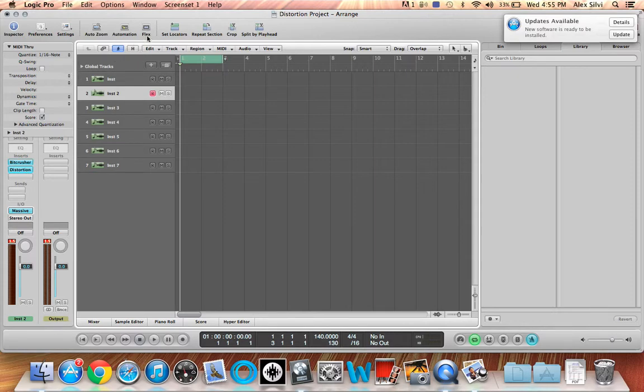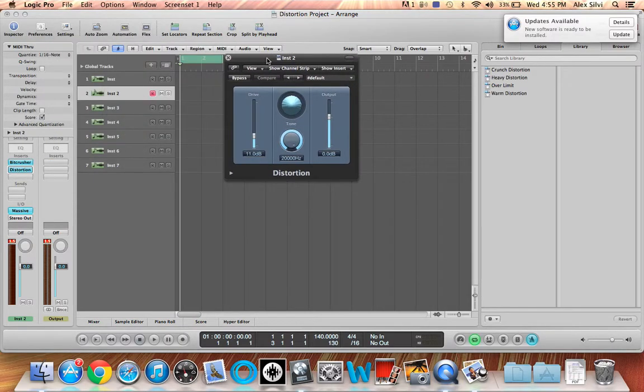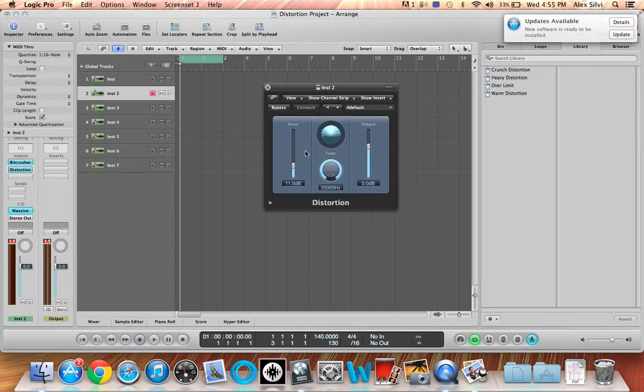This is the program we use to add the different types of distortion. This is the distortion that we used. So what I'm doing is, if this is what the sine wave originally looked like, I'm pushing the drive on it to make it more and more distorted. So that's what you just heard.